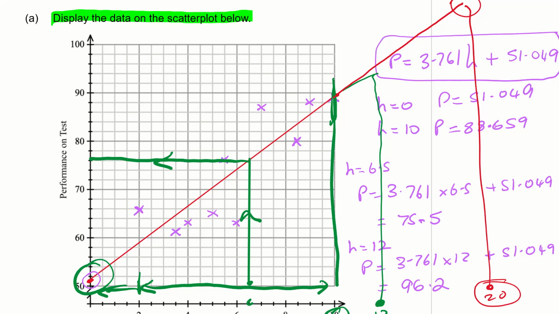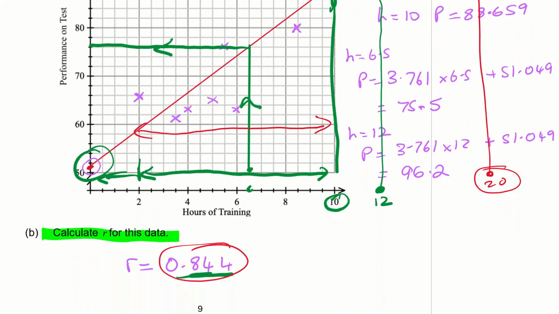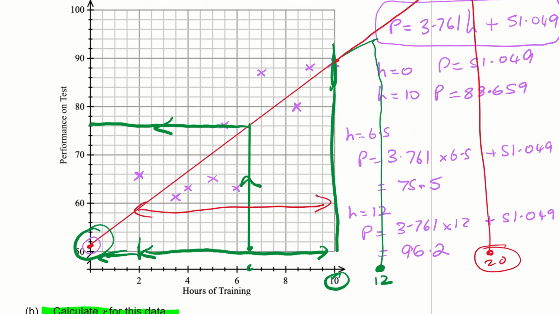So interpolation within the data, usually fairly reliable, especially if you've got a good strong correlation coefficient. Extrapolation, unreliable.